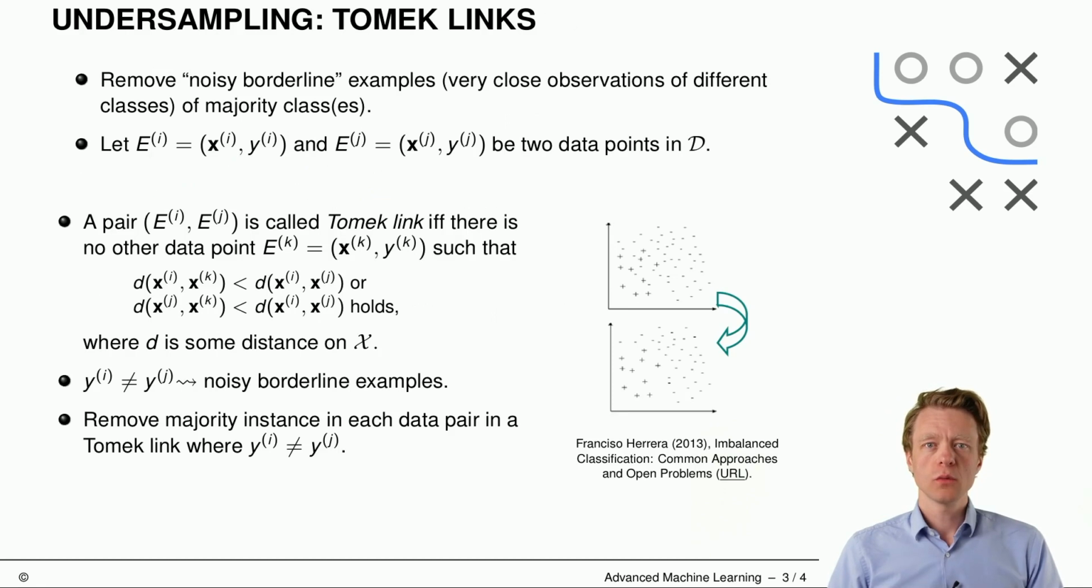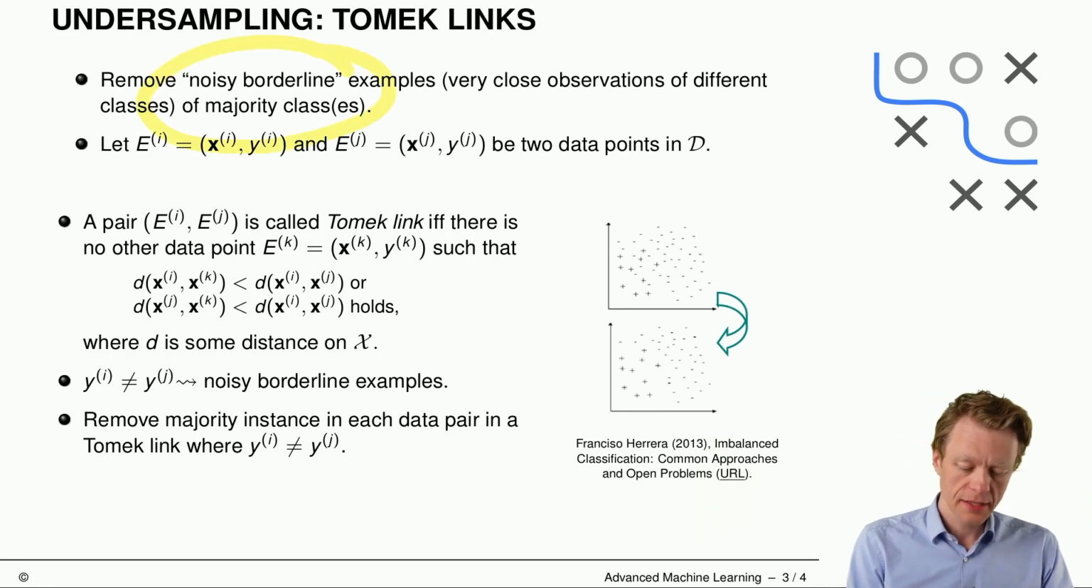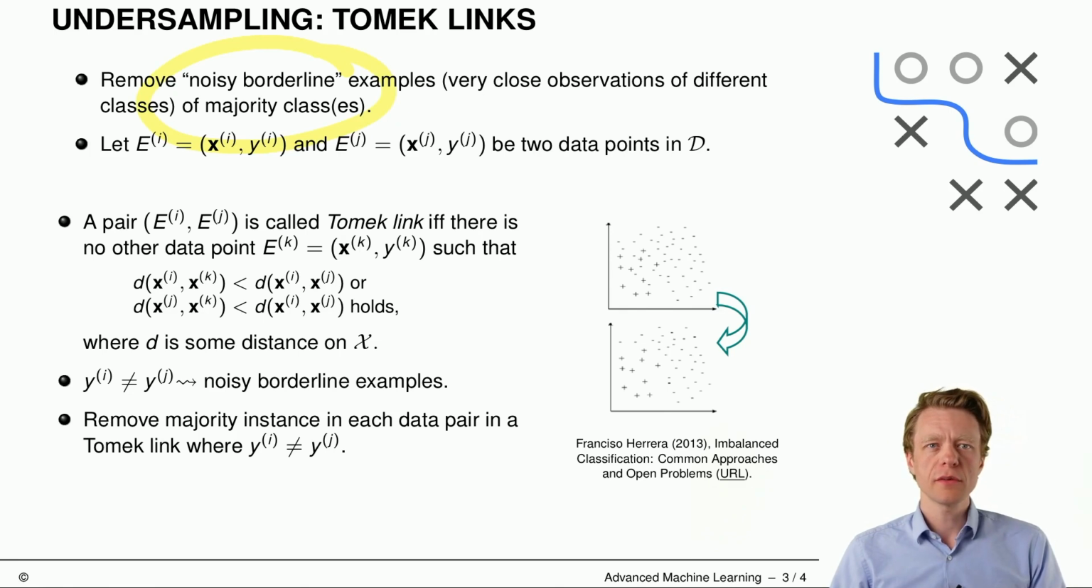One way of undersampling, which is not random undersampling, is called Tomek links. The main idea is to remove some noisy borderline examples. So we do not want to remove just any random examples, but some examples that are called noisy borderline. These noisy borderline examples are observations that are very close to each other but have different classes.